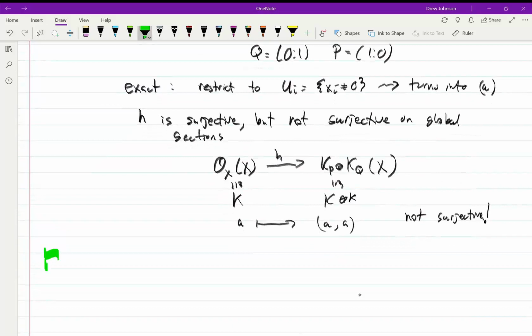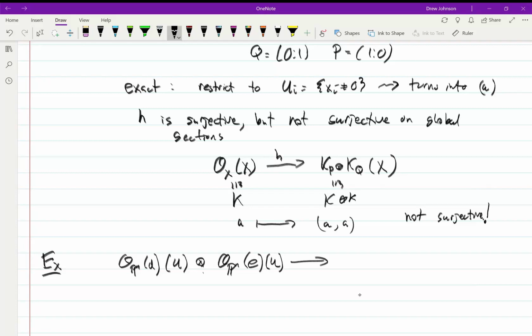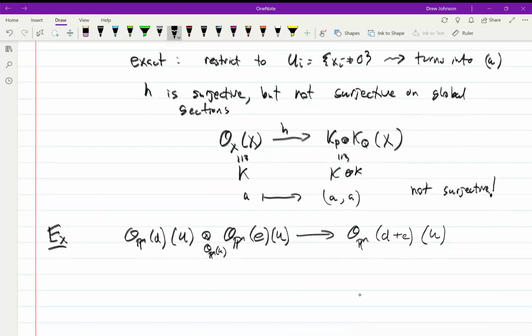Okay, let's do another example that I mentioned earlier. Now we're going to do it more carefully. So remember that when we have the twisting sheaves, you could define a map like this. This is a tensor product over O_{P^n} of U, and you can map it into O_{P^n}(d+e) of U. And this map is just the obvious thing.